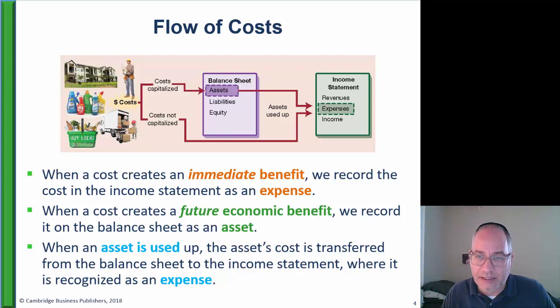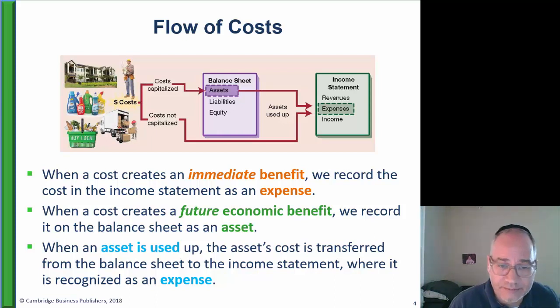Now, the benefit is immediate. You would record it as an expense when you get the benefit. Sometimes when you spend money on something, you get the benefit in the future. And that would be called an asset. So if you spend money on something and get the benefit now, it's an expense. If you're going to get the benefit in the future, then it's going to be what's called an asset.